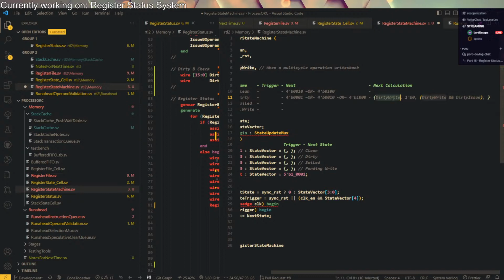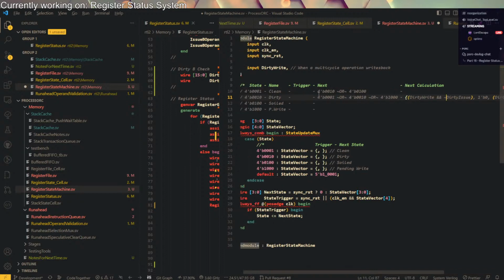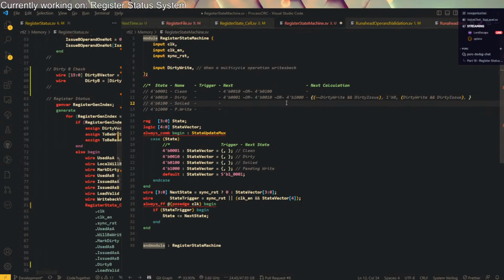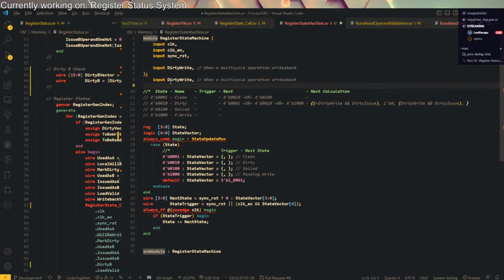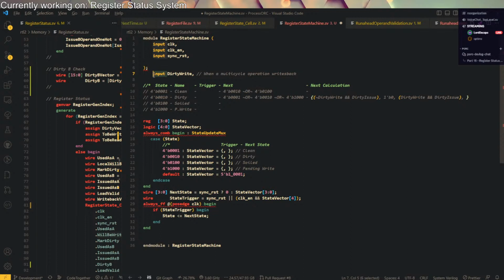Okay, yeah, so this needs to go here if there's no dirty issue. So if you're this LSB, if you're dirty issuing and you're not dirty writing, does that make sense? So you're gonna stay dirty, or no, you're going to go to pending write based on if you're writing, if you're trying to issue a write to a dirty instruction. Right. I'm just gonna actually move this. I'm gonna give these names.